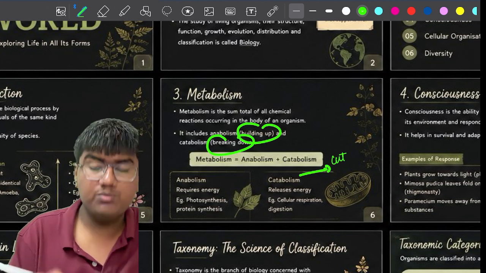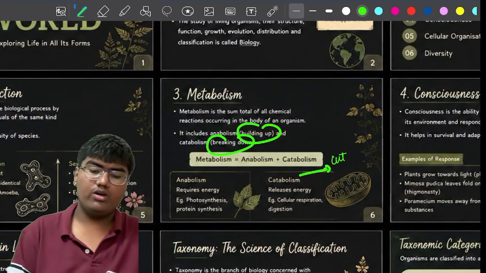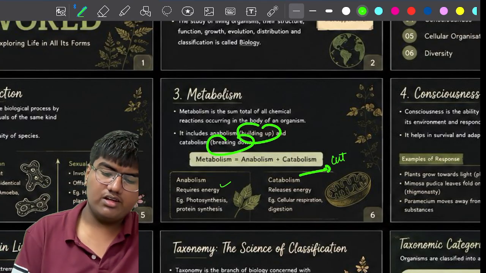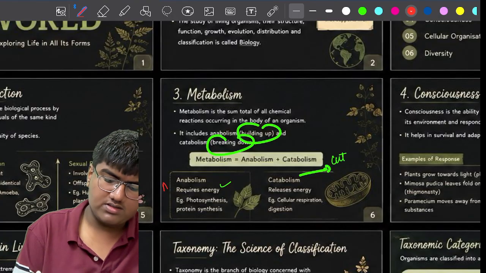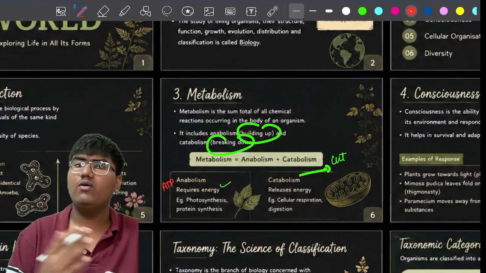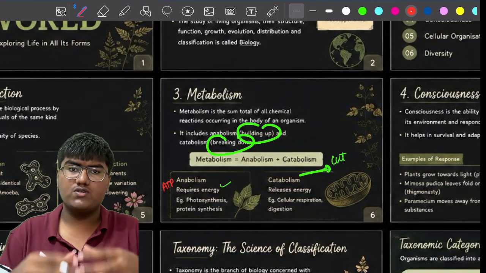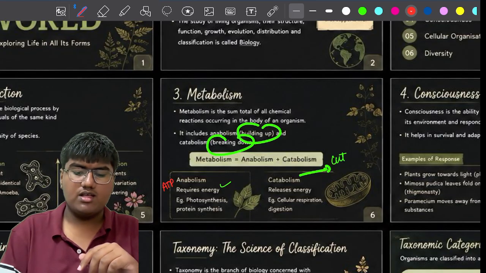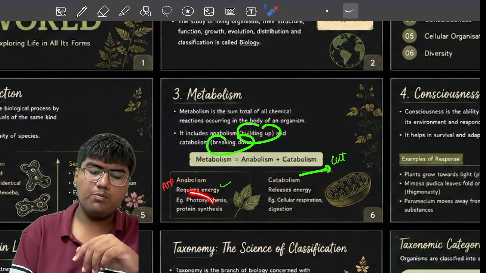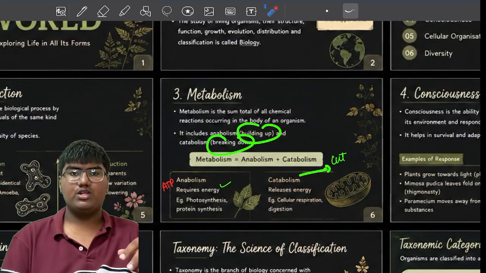Anabolism requires energy because it is building up new molecules. The energy is nothing but ATP in this case. Catabolism releases energy because it is breaking down complex molecules. Examples of anabolism, the processes that require energy, are photosynthesis and protein synthesis, whereas catabolism examples are cellular respiration and digestion.